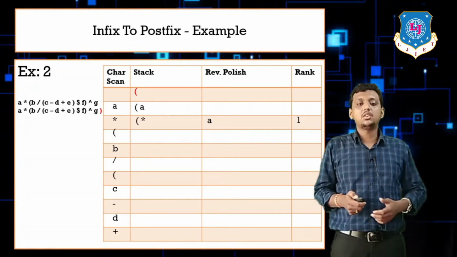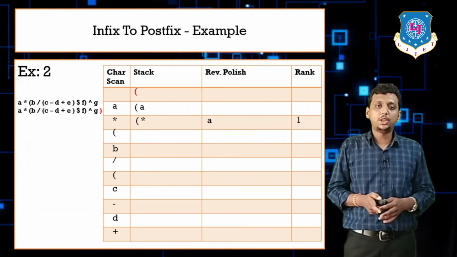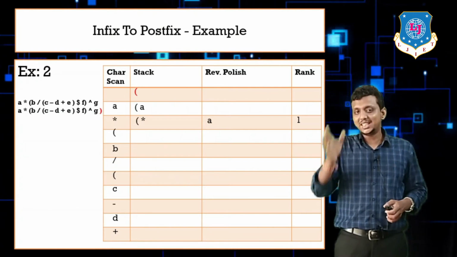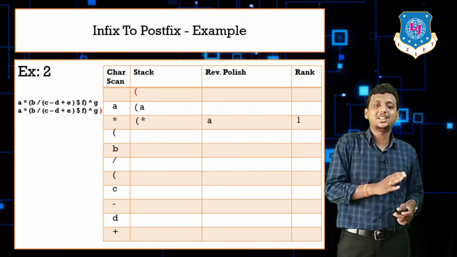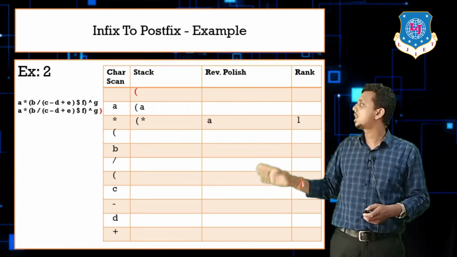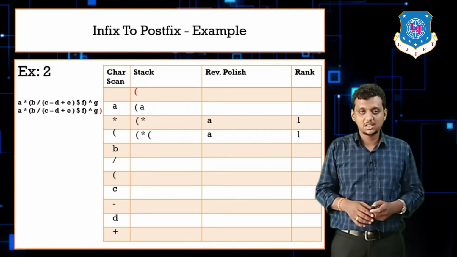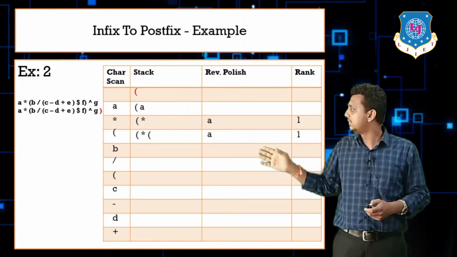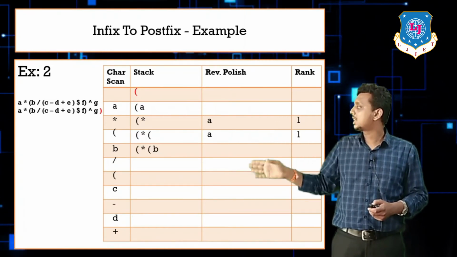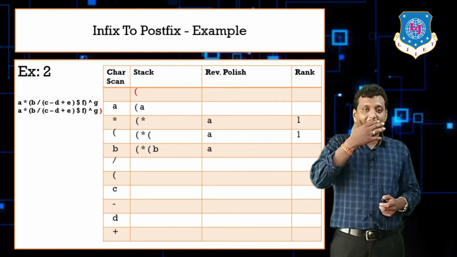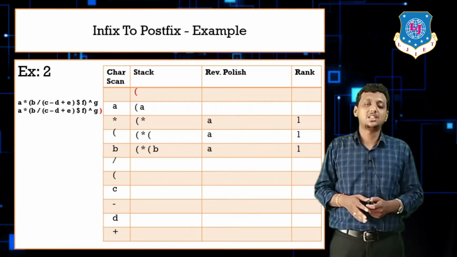Students, next we have an opening bracket. So what to do with the opening bracket? Whenever you find an opening bracket in the character scan column, just push it inside the stack. It becomes opening star opening. Reverse polish and rank remain as they are. Next we have B with us. So it becomes opening star opening B. Reverse polish and rank remain as they are.